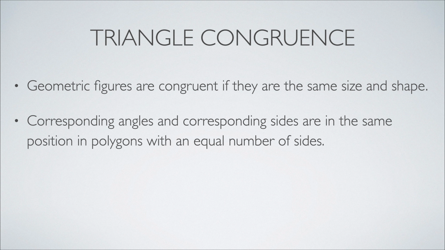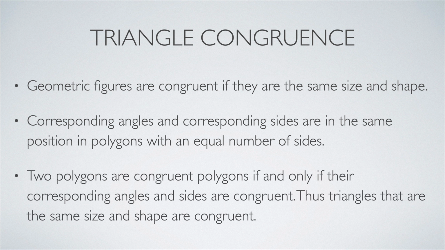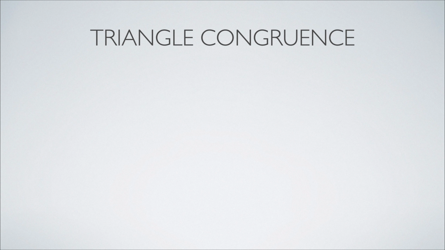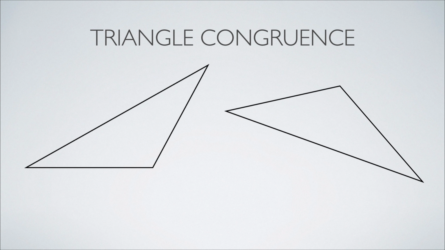So you will hear me use the phrase the corresponding angle or the corresponding side. Two polygons are congruent if and only if their corresponding angles and sides are congruent. Thus, triangles that are the same size and shape are in fact congruent. So let's look at these. Here are two triangles, and I'm going to mark them up.